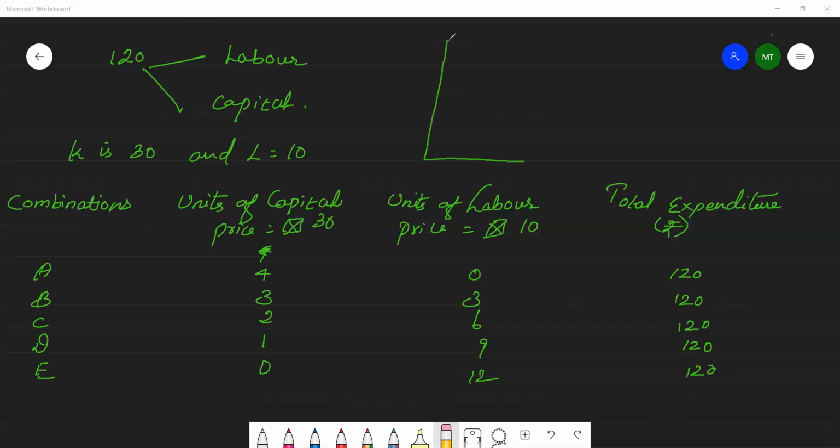Now the isocost line is drawn. See the diagram: it has an x-axis and a y-axis. On one axis we mark 2, 4, 6, 8, 10, 12, and on the other axis 1, 2, 3, 4. We have to connect 4 to 12.